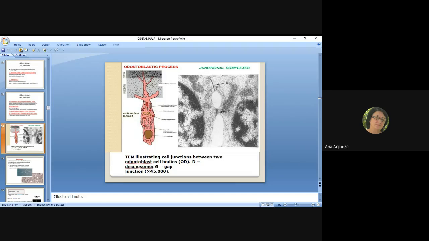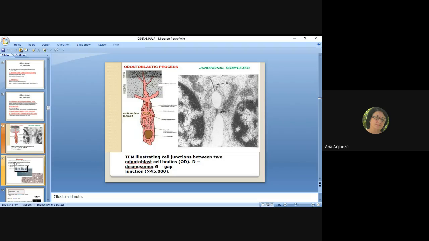Then these cells, odontoblasts, during tooth development, the activity of the odontoblast is affected by many signaling molecules and growth factors, and they also contain specialized pattern recognition receptors. These can initiate an immune response by secreting chemokines that recruit immature dendritic cells and beta defensins that kill bacteria.